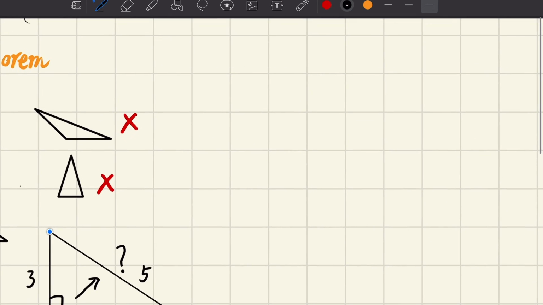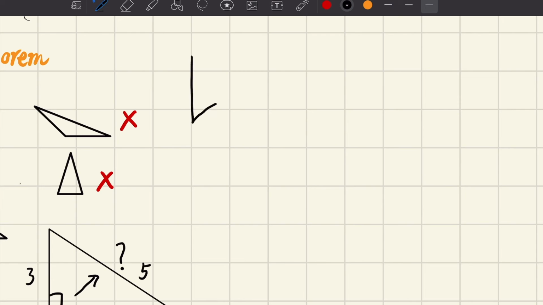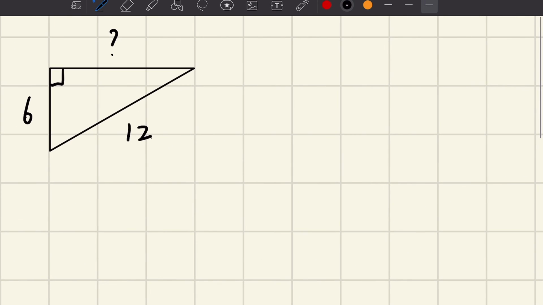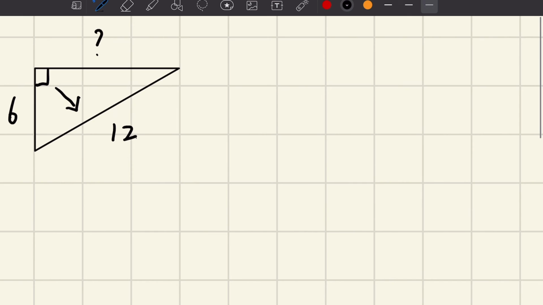Okay, now let's take a look at another example question. So here we also have a right triangle, and let's say this side is 6, this side is 12, and we need to find the missing side. In this question, the hypotenuse is this side because it is opposite to the right angle. So 12 squared is equal to a squared plus b squared, the sum of the squares of the two short sides. So 6 squared plus b squared.